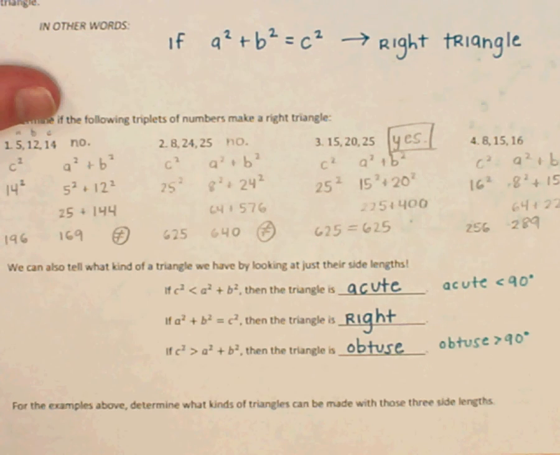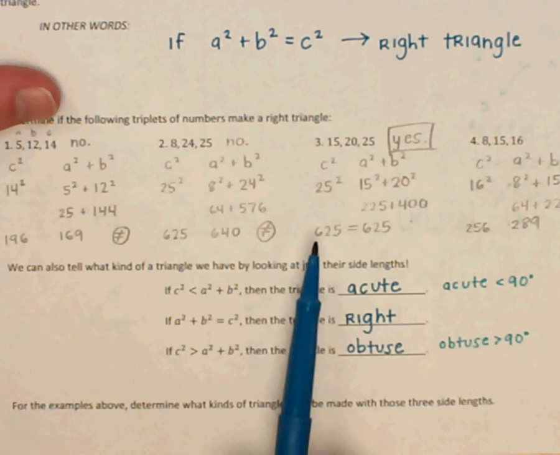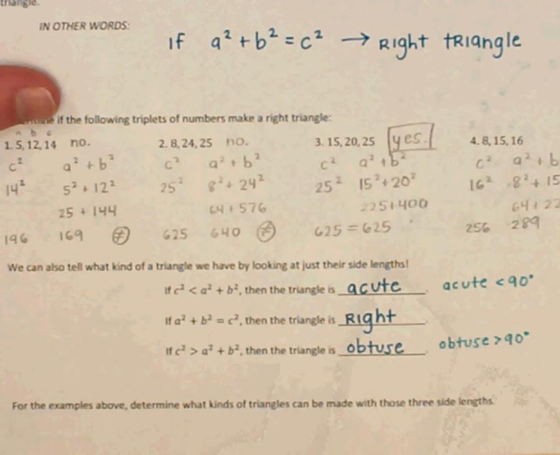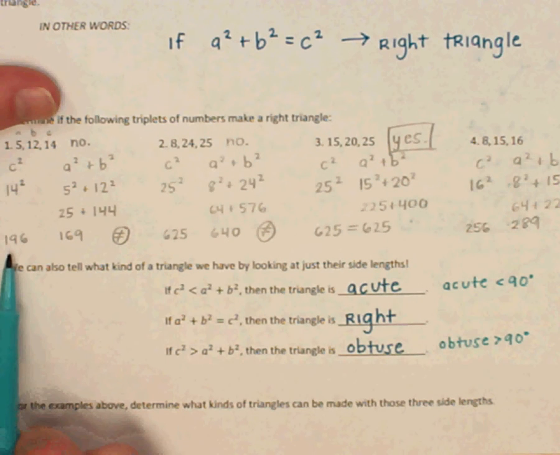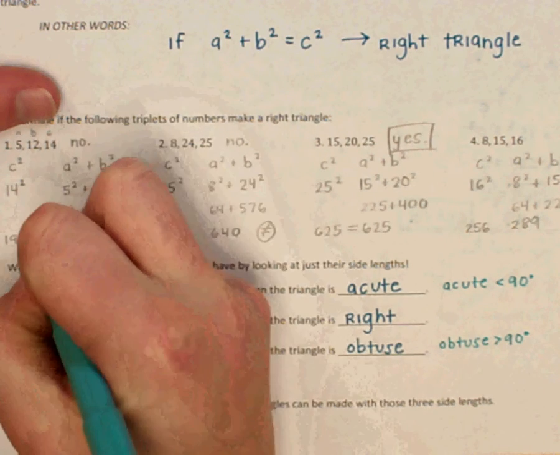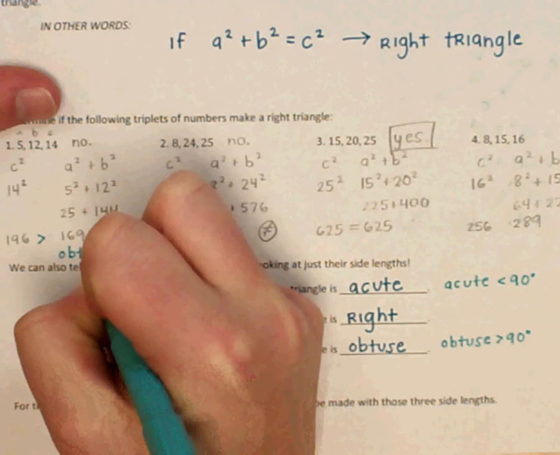Okay, so if we look at our examples, the 4 examples right above, well, we know that number 3 is a right. That is a right triangle. Okay, our a squared plus b squared equals our c squared. Okay, but in example 1, well, our c squared here is bigger than our a squared plus b squared. So this is an obtuse triangle.